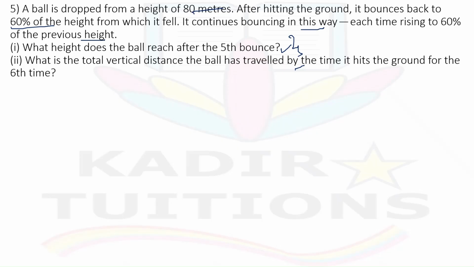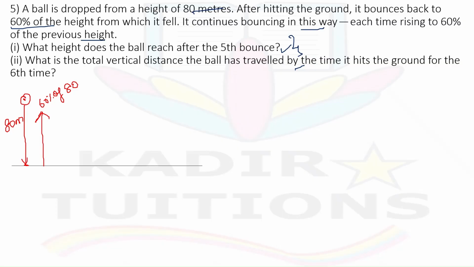So what was the problem exactly? First we'll take one horizontal surface, and from 80 meters a ball has been dropped, so the height is 80 meters. Now after hitting the ground, the ball is going to bounce back. When it is bouncing back, obviously the height will decrease compared to the previous one. So how much is it bouncing back? It is 60% of the previous height, that is 80 in this case.